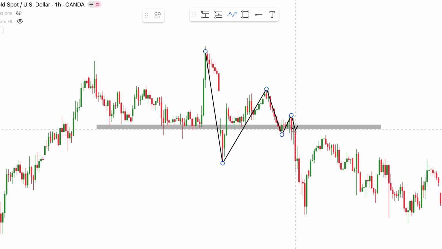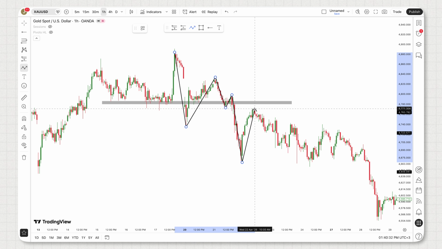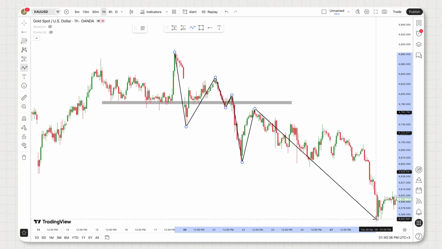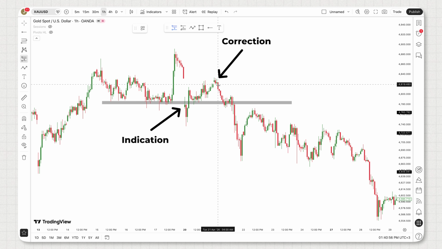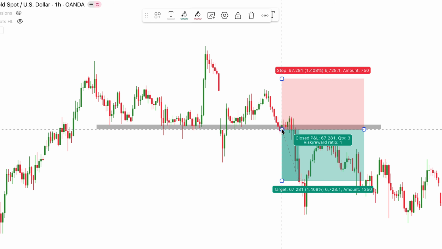And below this rectangle, the market pushed below, ended up creating a lower low, came back up, created a lower high, then ended up pushing to the downside and creating a lower low. Our trade setup would look like this. We have our indication, we have our correction. Once the market comes back below here, that is your entry.